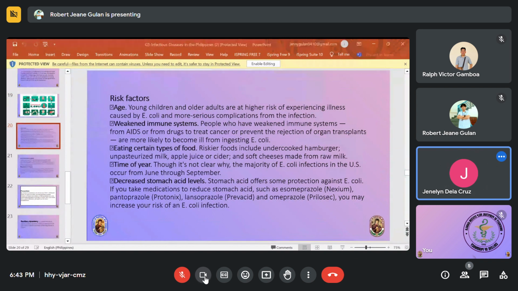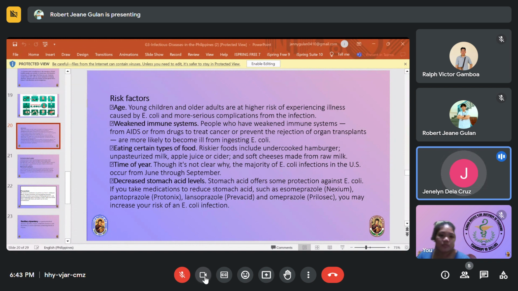Next. These are the risk factors. Age. Young children and older adults are at higher risk of experiencing illness caused by E. coli and more serious complications from the infection.